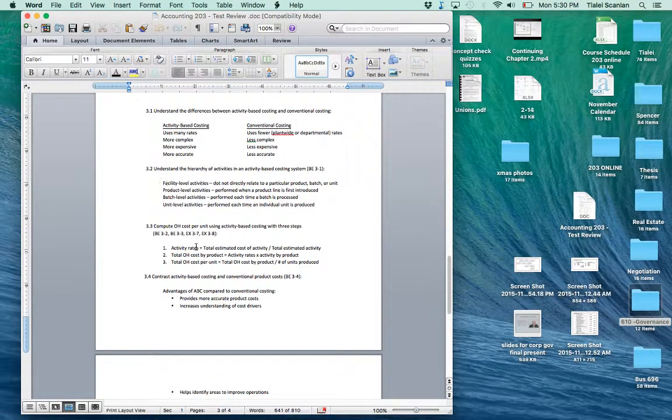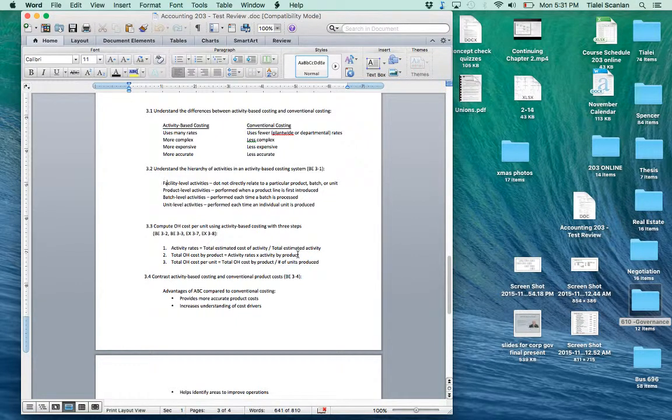Next, talking about this activity rate, similar to what we've done, this predetermined overhead rate. But now there's going to be multiple predetermined overhead rates. They're not called predetermined overhead rates, they're called activity rates. So the total estimated cost of the activity divided by the estimated activity will give you a rate, and then you times it by the activity by product, and then sum those up.